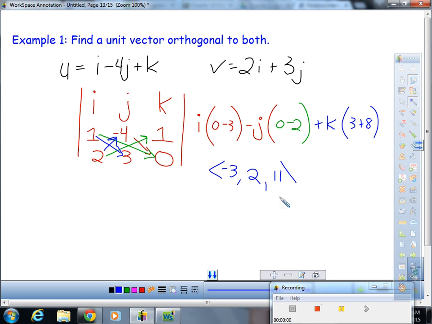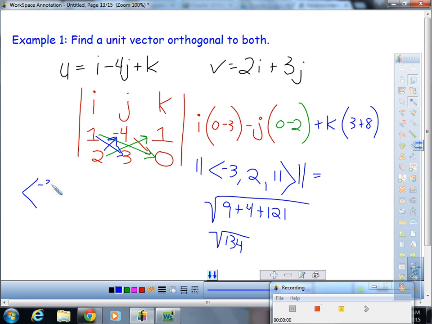Okay, so we need to find the magnitude of this, and that's the square root of 9 plus 4 plus 121. So radical 134. And we will just write the answer then as negative 3 over radical 134, comma 2 over radical 134, comma 11 over radical 134. And now we've got a unit vector.